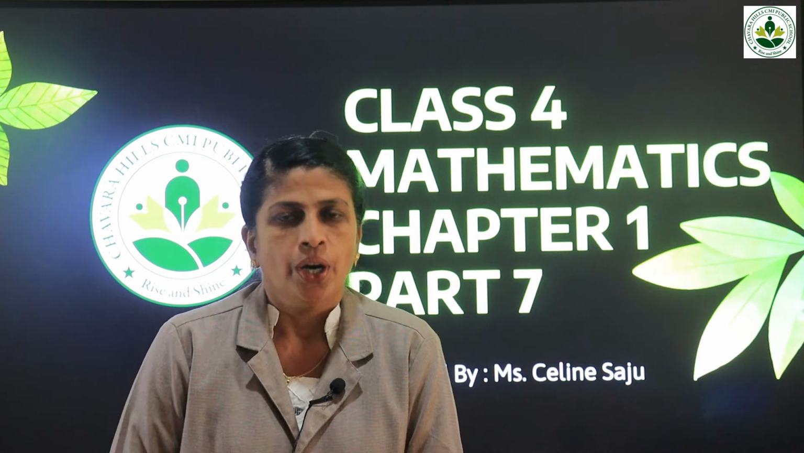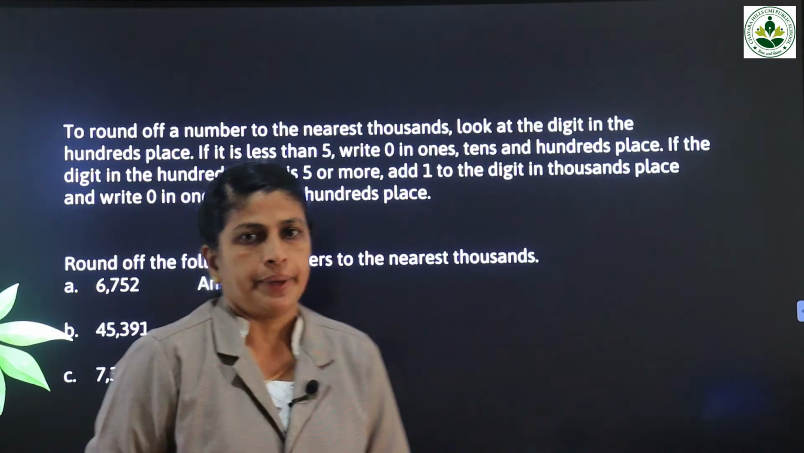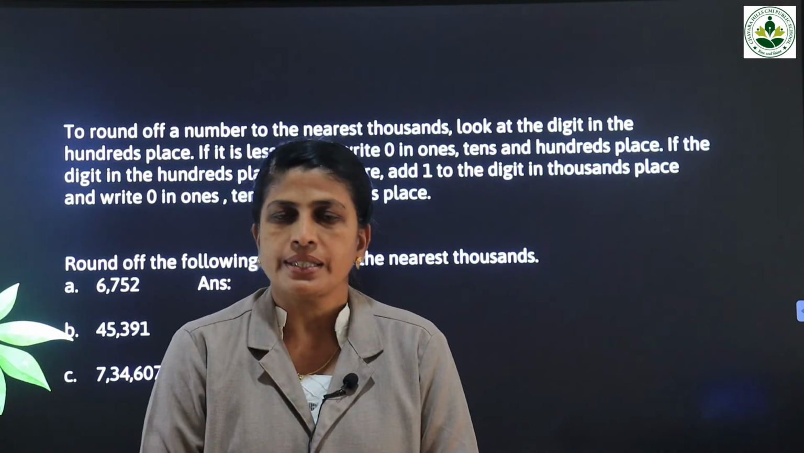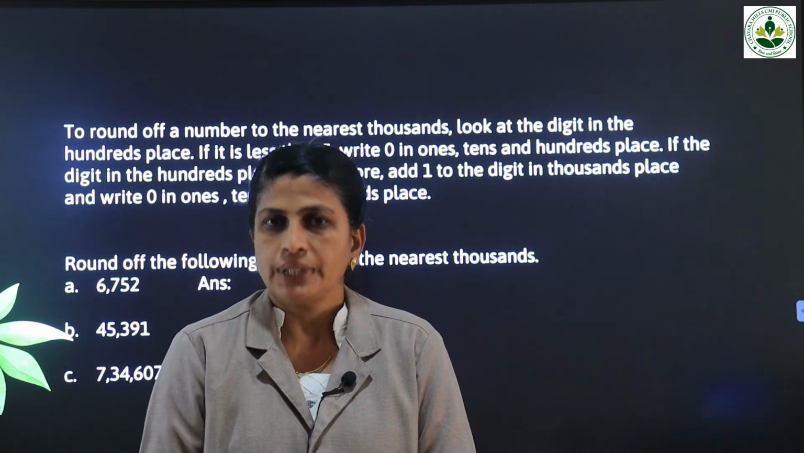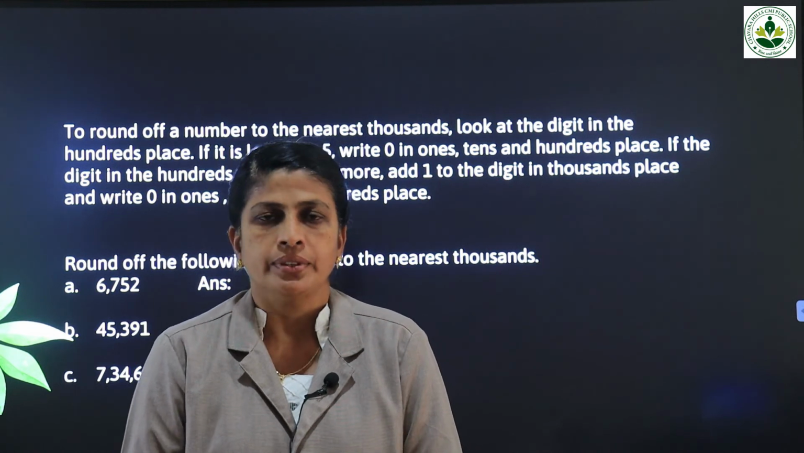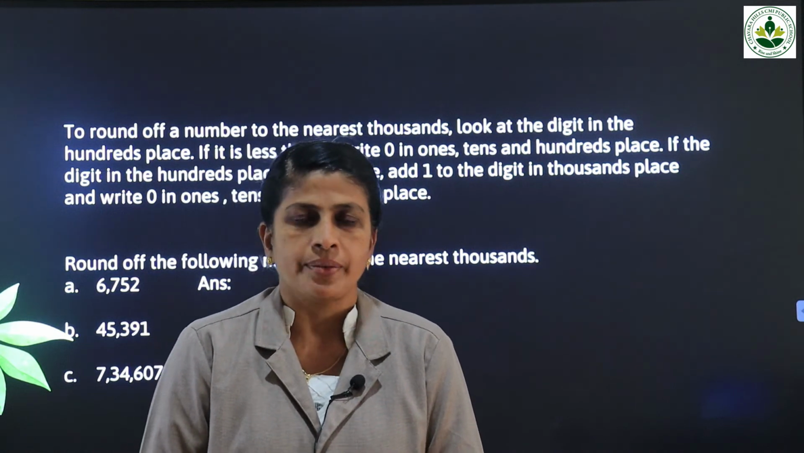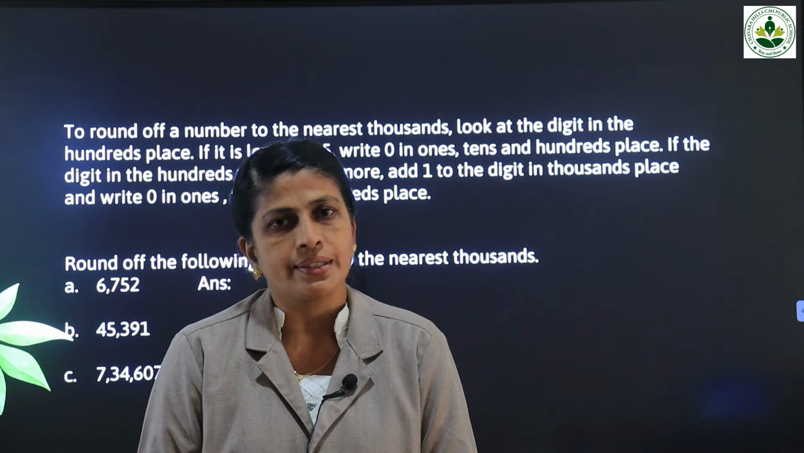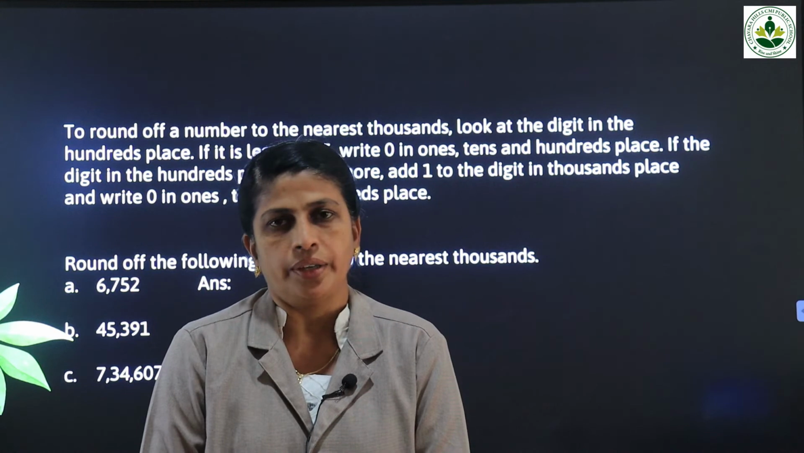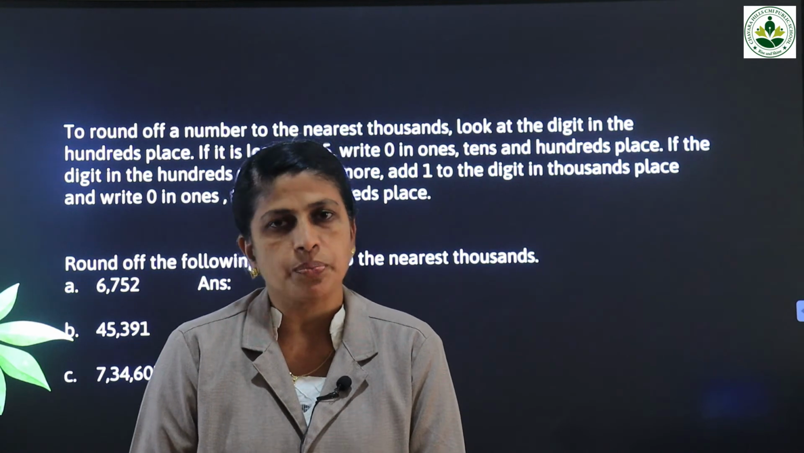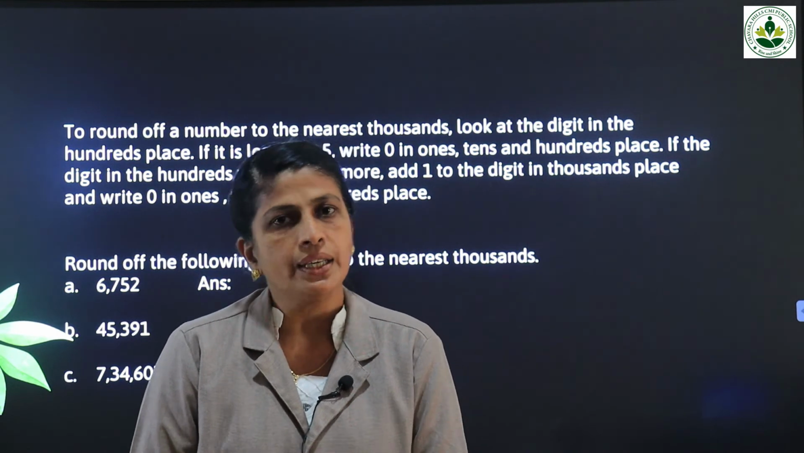Today we are going to study how to round off a number to the nearest thousand. To round off a number to the nearest thousand, we need to check the hundreds place digit. If the hundreds place digit is less than 5, then write 0 in the hundreds, tens and ones places and write the remaining digits as they are. And if the hundreds place digit is 5 or more than 5, then add 1 to the thousands place digit and write 0 in the hundreds, tens and ones places.